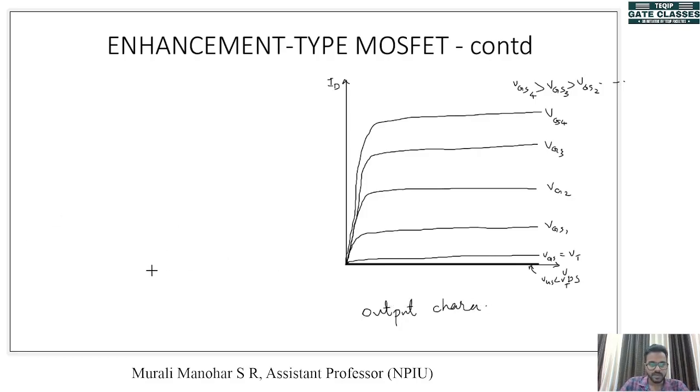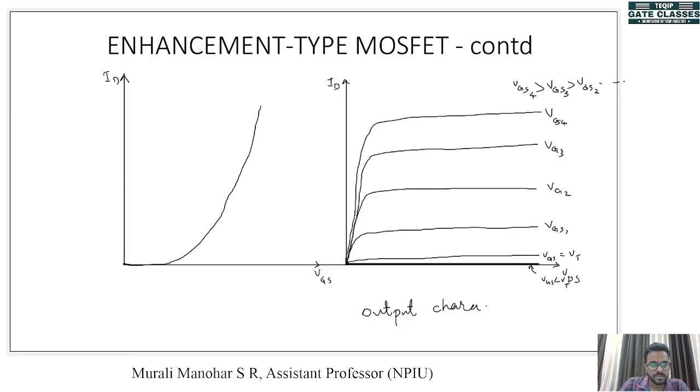Now we can draw the transfer characteristics. The transfer characteristics will look like this. Here we know that VGS is going to be positive, right? For VGS less than 0, or up to VGS equal to VT, there is no current ID. So for positive values of VGS only, there is going to be a current, and the characteristics will look like this. This is VT.